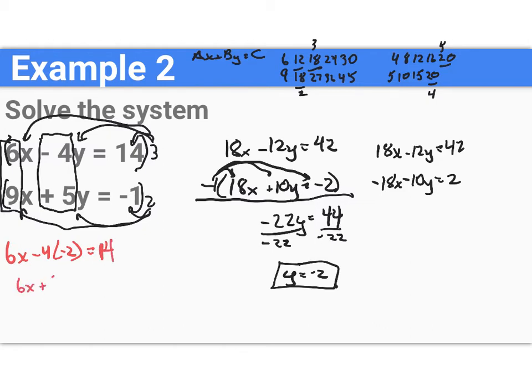6x plus 8 equals 14. Minus 8, minus 8. 6x equals 6. Divide by 6 on both sides. X equals 1. Okay, so now we had to go back into the other equation.